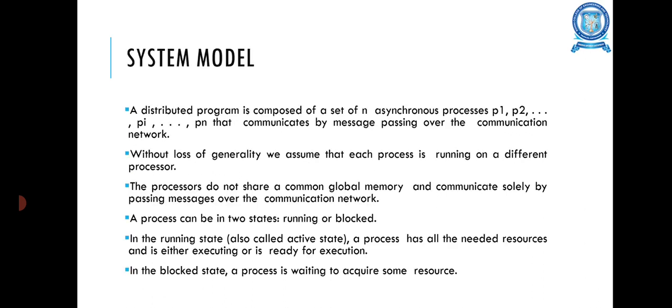System model. A distributed program is composed of a set of n asynchronous processes P1, P2 to Pn that communicate by message passing over the communication network. Without loss of generality, we assume that each process is running on a different processor. The processors do not share a common global memory and communicate solely by passing messages over the communication network. A process can be in two states.